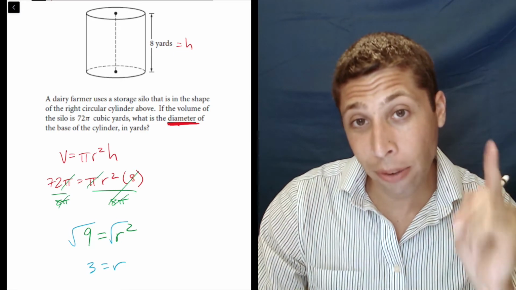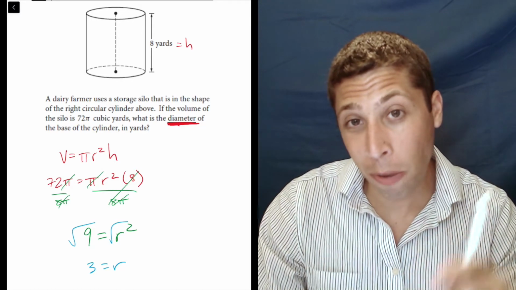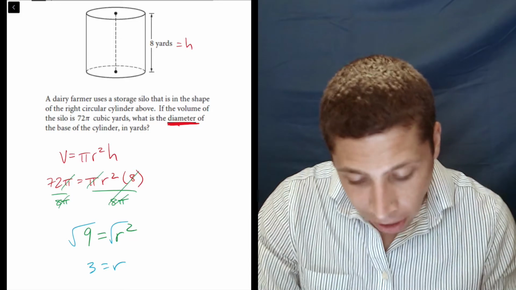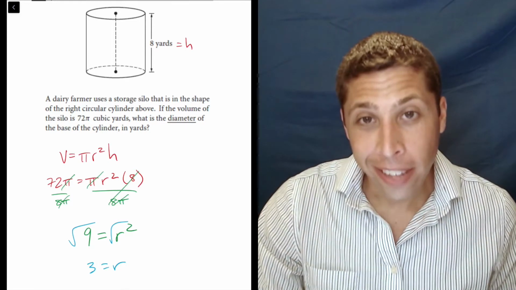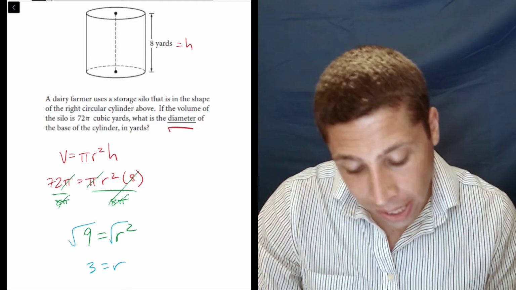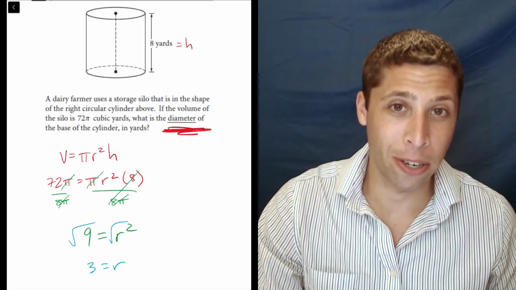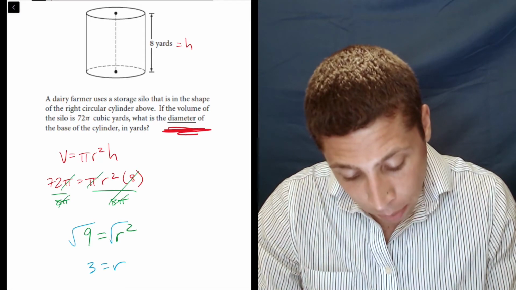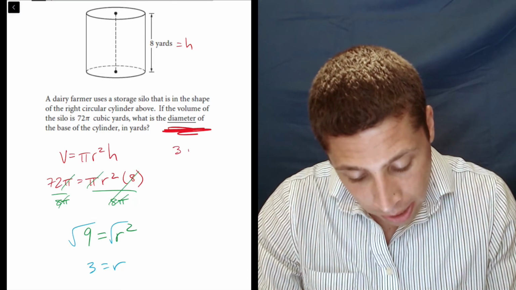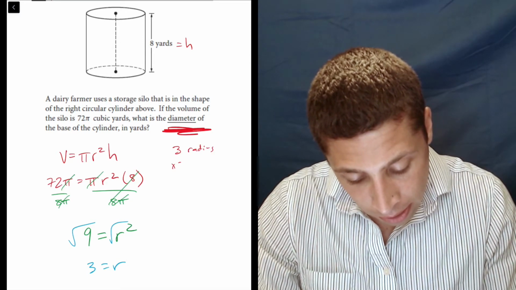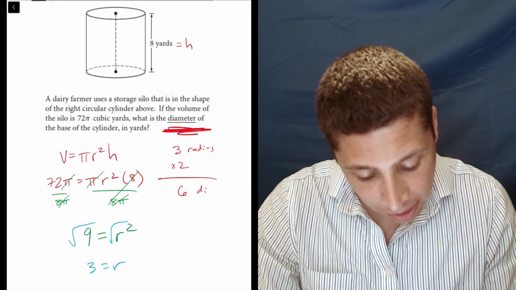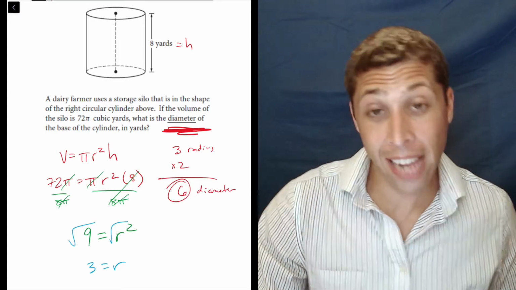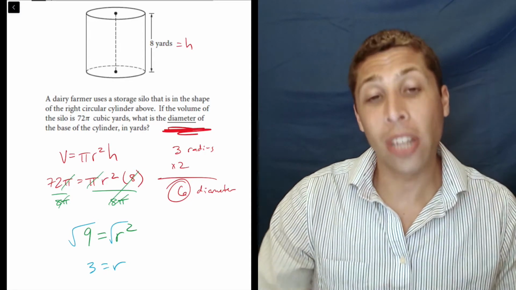If you got this question wrong because you put that, shame on you. They underlined it for you. They told us that they didn't want the radius, they wanted the diameter, which is so easy to get, right? We just take the radius and multiply it by 2. So if 3 is the radius, times 2 gets me 6 as the diameter, and that's the answer. So the last step is easy, but you got to remember to do it.